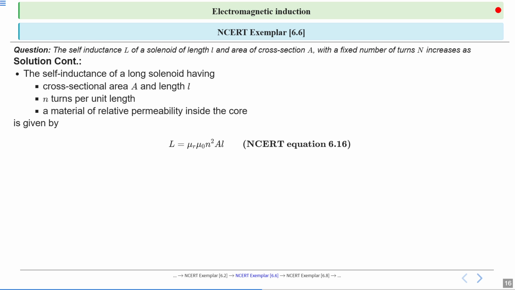So NCERT question 6.16. Now they have given in the question a fixed number of turns N. We have to find the proportionality of the self-inductance L with the area and length only. But here for small n, there is capital N upon L. L is appearing in the small n also. So we cannot assume that small n is also fixed or constant. Small n can vary, because length can vary. Only the number of turns, capital N, is fixed. So we have to convert this formula into terms of capital N.